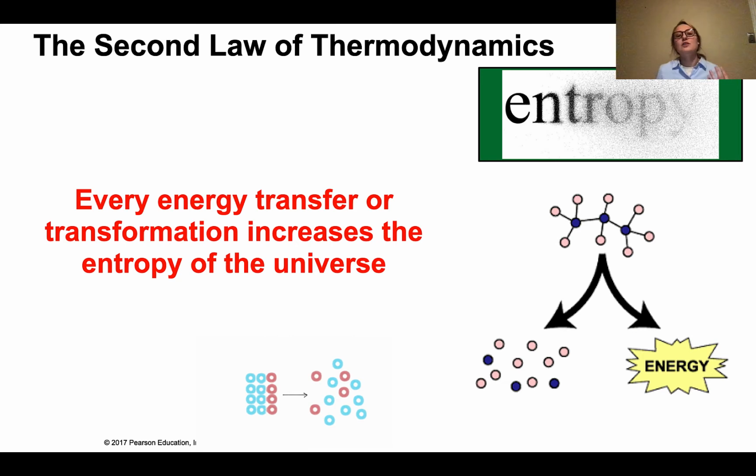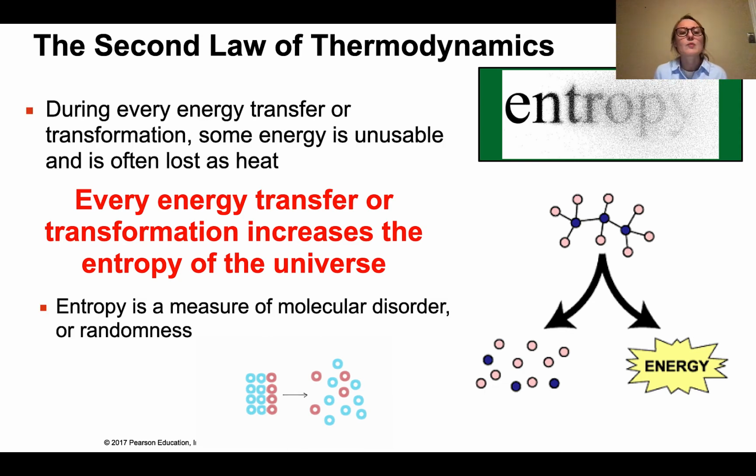The second law of thermodynamics states that every energy transfer or transformation increases the entropy of the universe. What is entropy? What does that mean? Well, entropy is the measure of molecular disorder or randomness. So what this law really says is that our universe is moving from order to disorder. Sometimes some of this energy is usable, and we are able to capture that energy to do work, but most energy is unusable and lost as heat within organisms and systems.